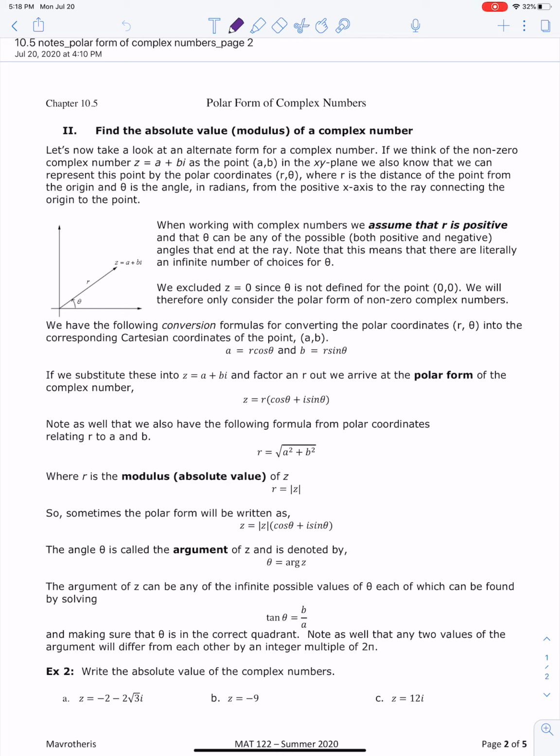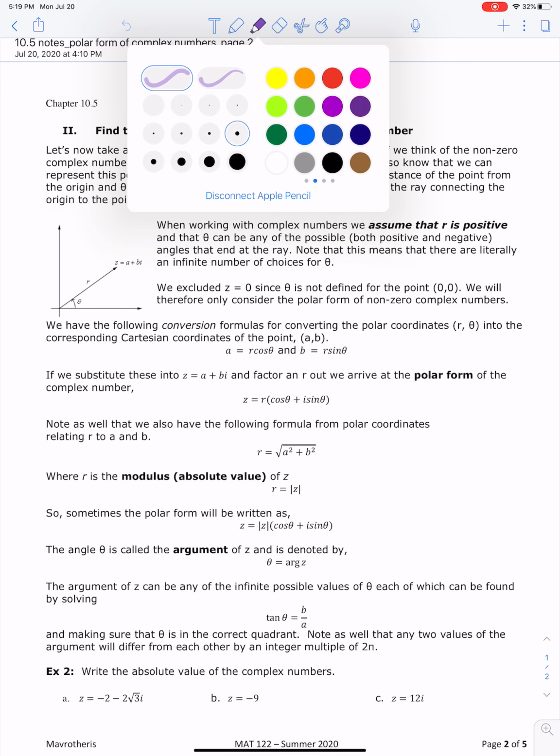This text uses polar form. I believe the review for the final, because that was from a couple of years or semesters ago, may still say trigonometric form. Know that those both mean the same thing. We exclude z equals 0 because then we're at that point 0, 0, and there's not really a theta there. So we are going to use these definitions for non-zero complex numbers.